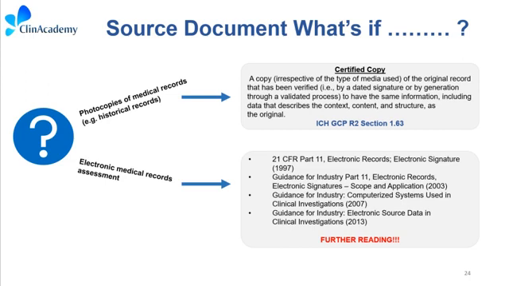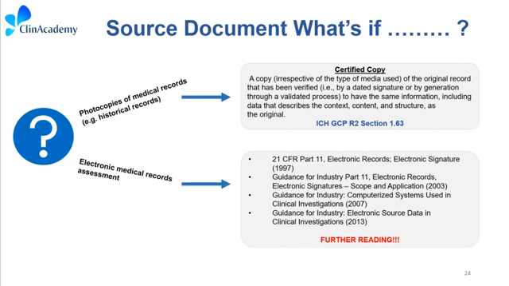And this definition of certified copy can be found in your ICH GCP R2 section 1.63. What I would like to highlight here is, as long as photocopies of medical records are being obtained from the subject or from the investigator or any site personnel, it must be a certified copy.